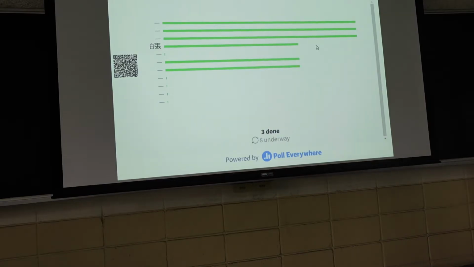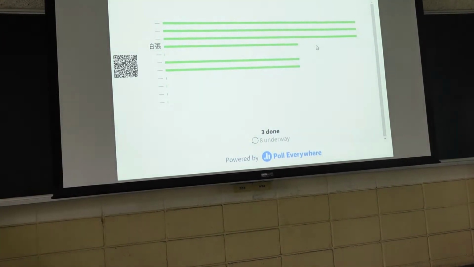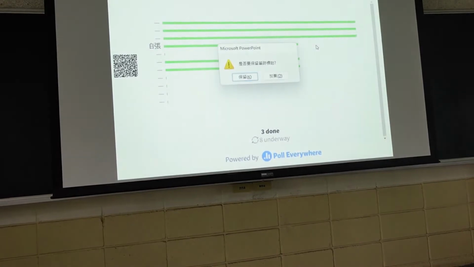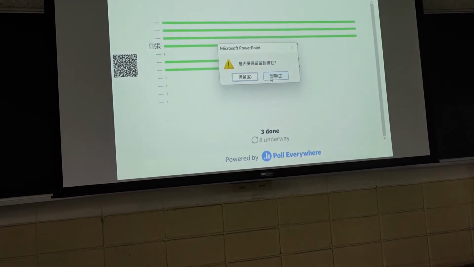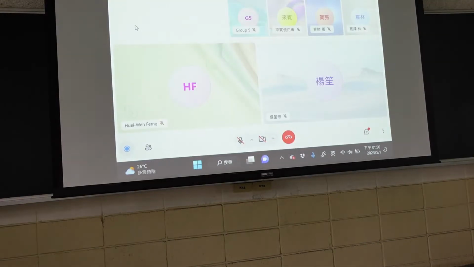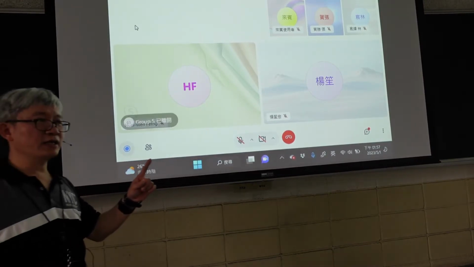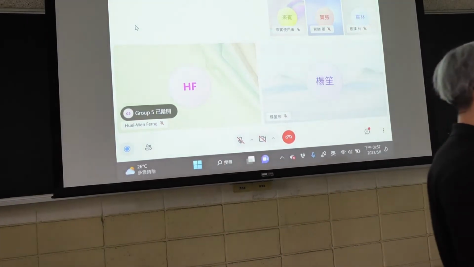We have one group to discuss the first problem. So right now, let me tune the volume with my assistant. I try to tune my volume. All right, so right now, any group ready to have further discussion? How about group 4?